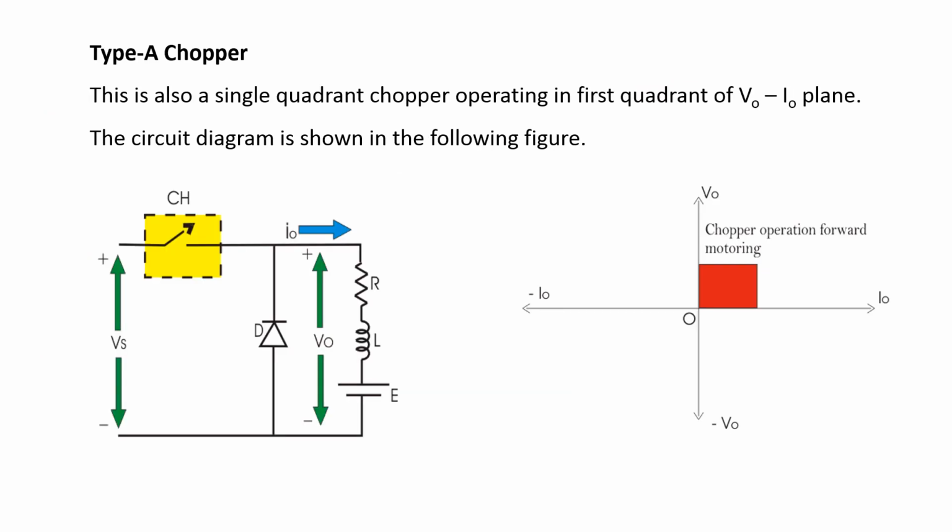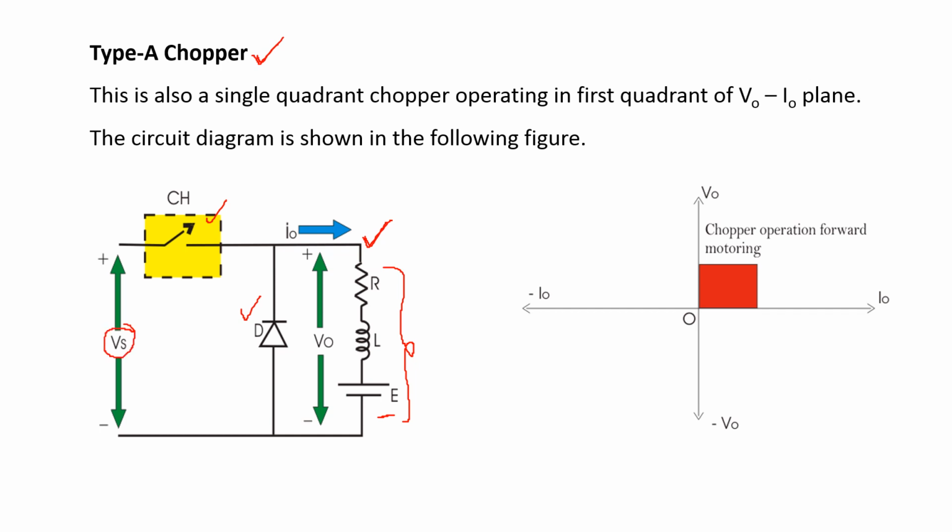Coming to circuit diagram and quadrant operation of different types of chopper circuits. First one is the type A chopper. Type A chopper is the example for first quadrant chopper. This is the circuit diagram of type A chopper. It consists of a chopper, anti-parallel diode and load. Here the load is a combination of R, L and a voltage source of magnitude E. This entire thing is supplied by a constant voltage source Vs.